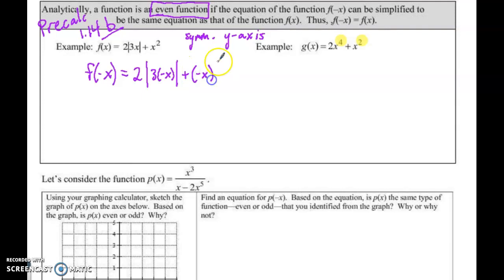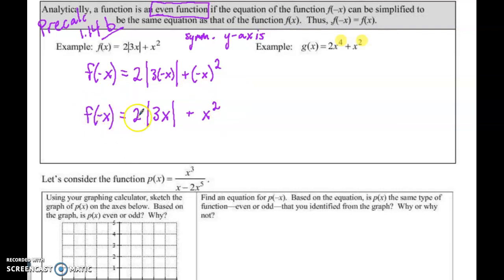And then you're asked to simplify it. Well, what happens if you have 3 times negative x? You get negative 3x. But what about the absolute value? That's going to switch it back to a positive 3x. So it doesn't matter if x is positive or negative, that value is going to be the positive version of it. And then same thing with this. It doesn't matter if x is positive or negative. Once you square it, we always get the positive version of whatever x squared is. So this is what f of negative x is equal to.